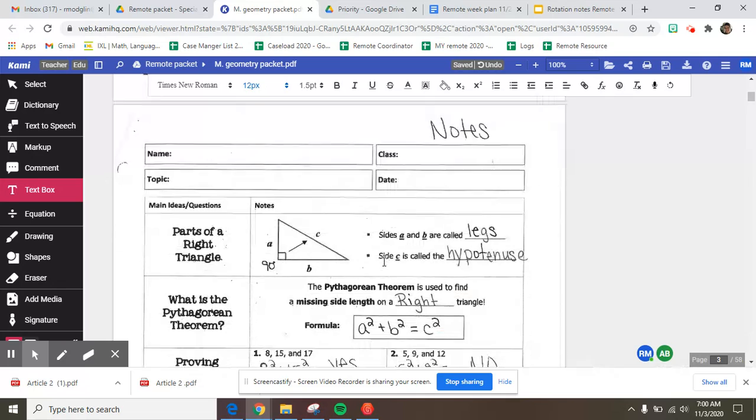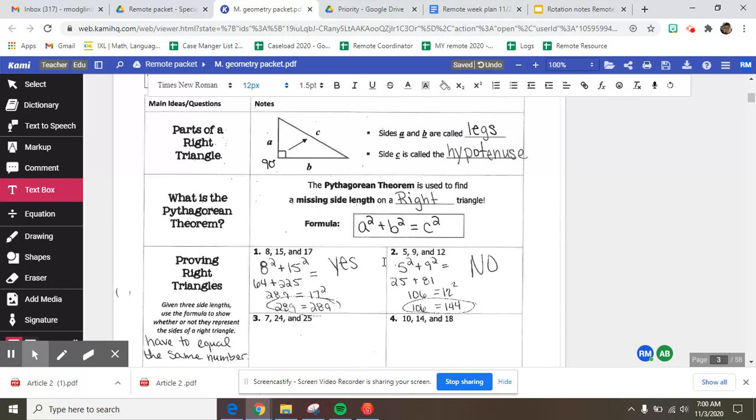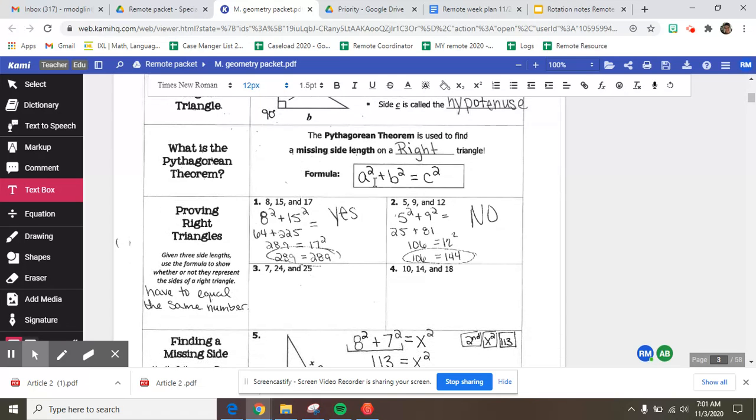Next, your notes are going into Pythagorean theorem, okay? So you have your information here. Your sides A and B are your legs. Across from it, C is your hypotenuse. Your hypotenuse is always going to be across from this 90-degree angle. It's the longest side of your triangle. On here, we're using this formula, A squared plus B squared equals C squared. So we're taking what we just learned above and applying it here.